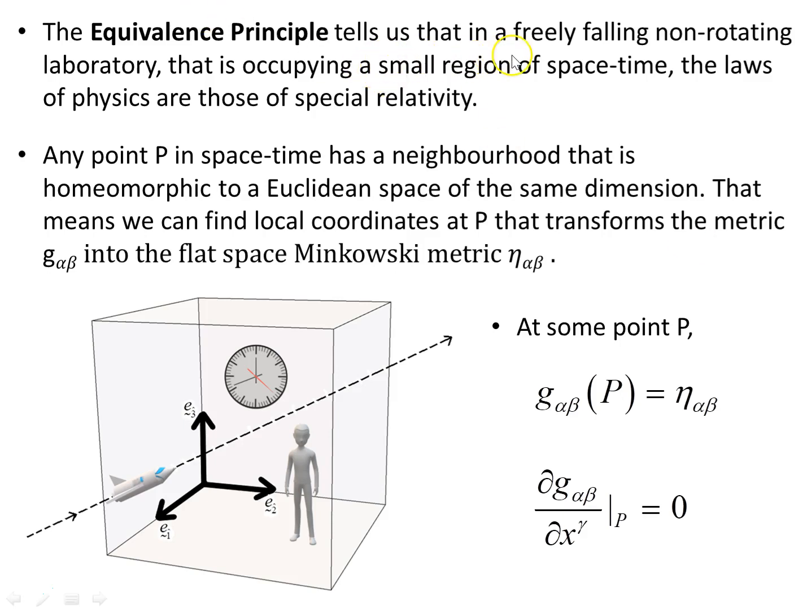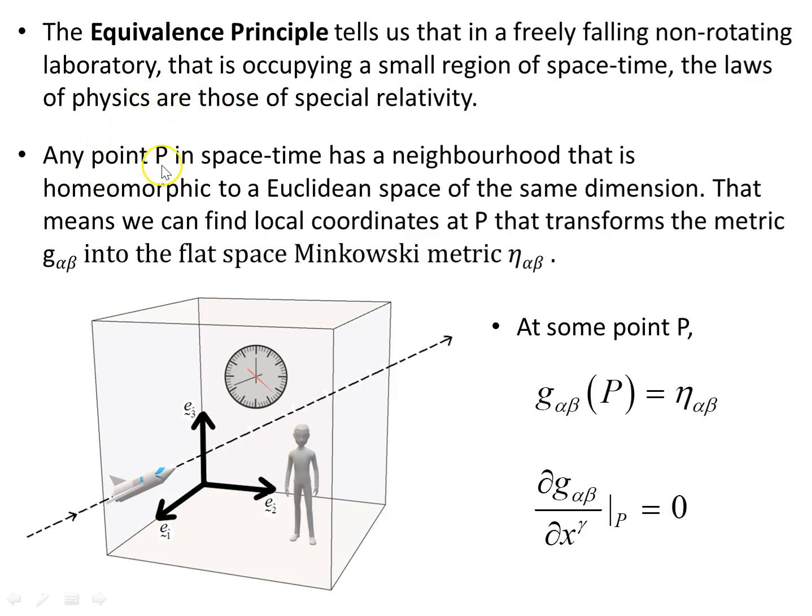Now, the equivalence principle tells us that in a freely falling, non-rotating laboratory that is occupying a small region of space-time, so a laboratory the size of the Hubble Space Telescope or the space station or what have you, is small relative to the overall size, say, of the Earth. And the Earth is only a small astrophysical object anyway. So for a small region of space-time, the equivalence principle tells us that, provided there's no rotation, in our laboratory the laws of physics are those of special relativity within that small volume of space-time.